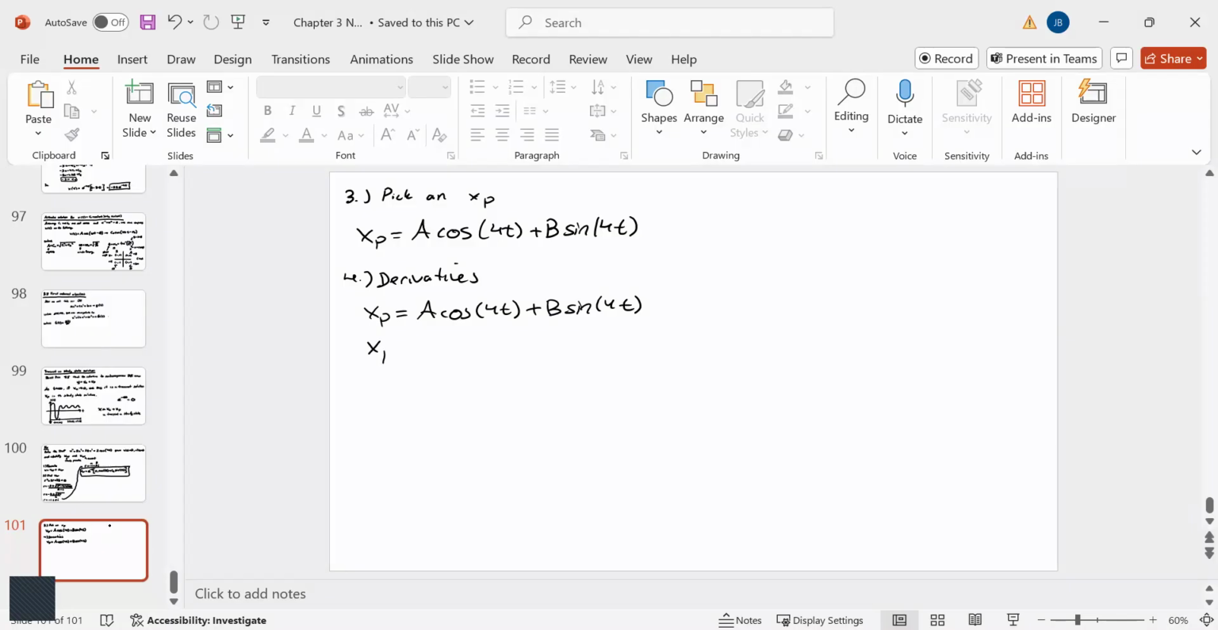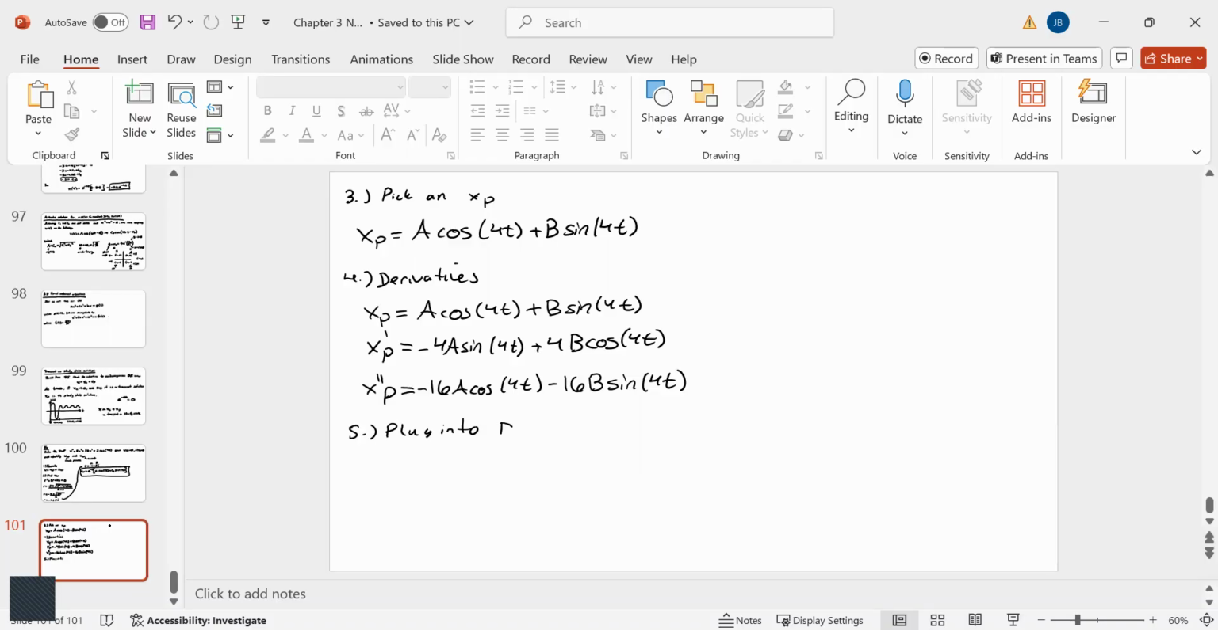So XP equals A cosine 4 times t plus B sine 4 times t. And then if we take the first derivative, we get negative 4a sine 4 times t plus 4b cosine 4 times t. Take the second derivative, negative 16a sine 4t. Nope, that should be cosine. And then minus 16b sine 4t, like that. So we have our derivatives. And then step 5 is plug in.